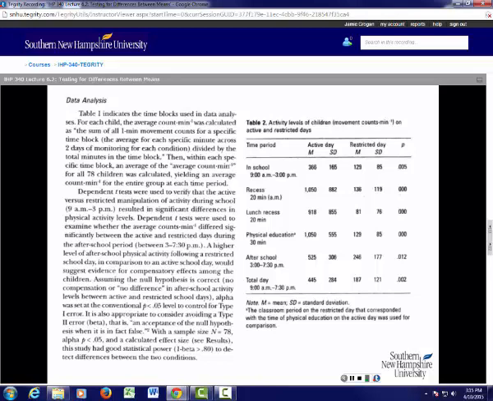So this is an example of a t-test because it had two groups, and it's a dependent t-test because the groups were the same kids being measured and remeasured. And if you take a look at the paragraphs describing their analytical test, you'll see the second paragraph. It says dependent t-tests were used to verify that active versus restricted manipulation of activity during school resulted in significant differences. And so there you go. It tells you what test they used. So this is an example of a t-test, two groups.